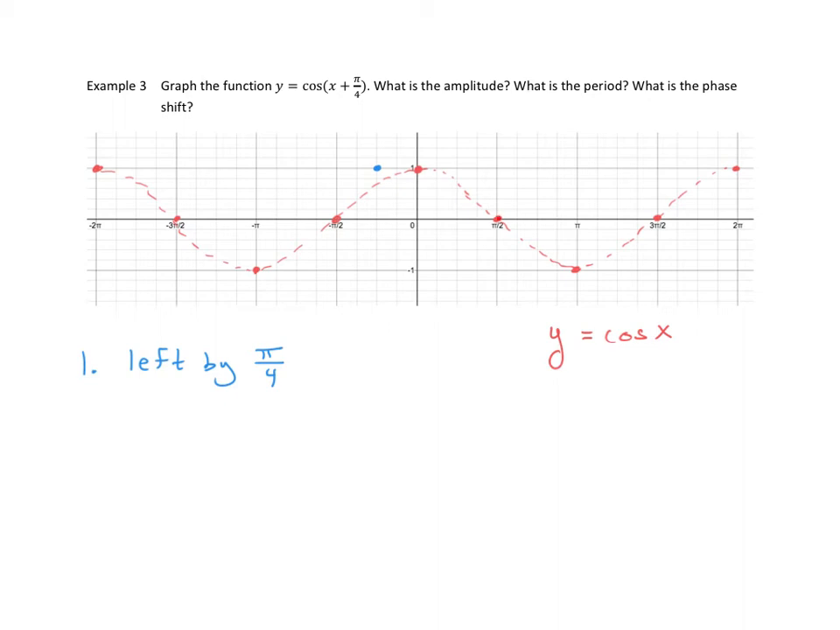Likewise, this point, okay, if this whole distance is pi over 2, half this distance is pi over 4. So if we go left pi over 4, this point moves right here. So I'll plot that point. Here, this is at pi. If I go pi over 4 in this direction, I end up here. So my new point is here.